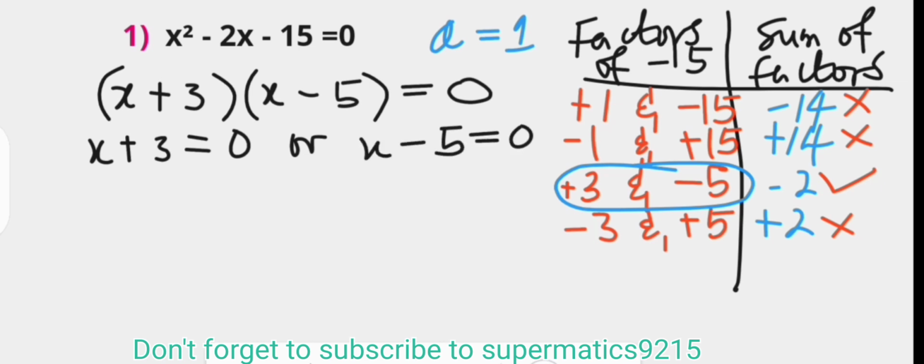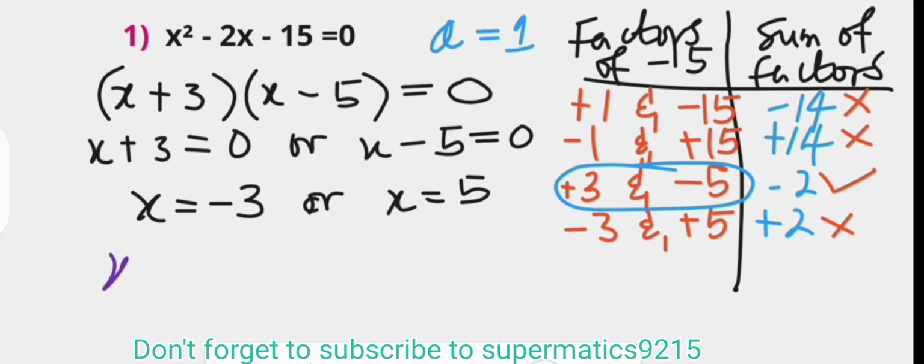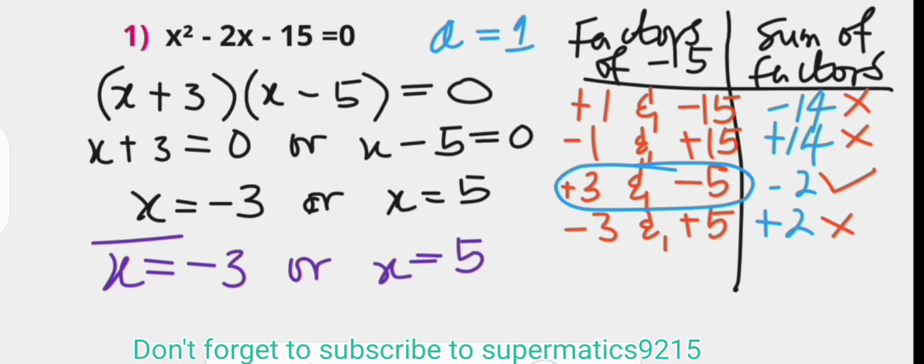So if x plus 3 is 0, then definitely x will be negative 3 when we subtract 3 from both sides. And when x minus 5 is 0, then adding 5 to both sides means that x will be 5. Therefore, the solution of the quadratic equation x squared minus 2x minus 15 will be x equals negative 3 or x equals positive 5.